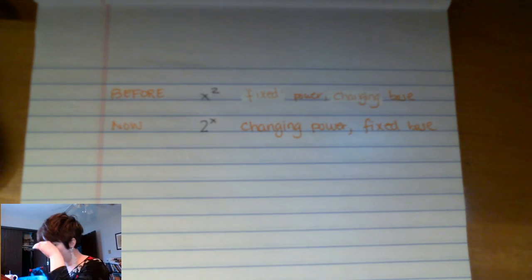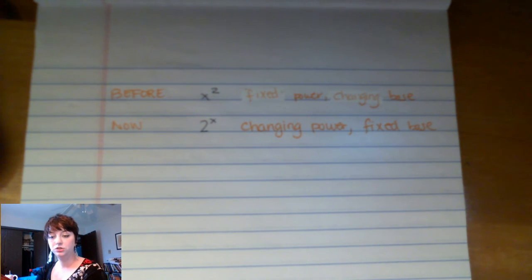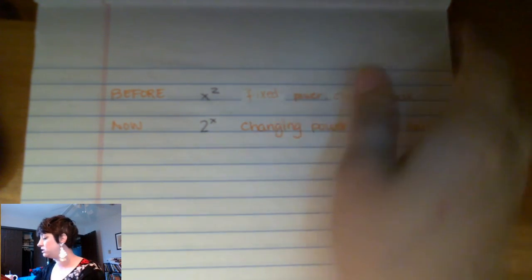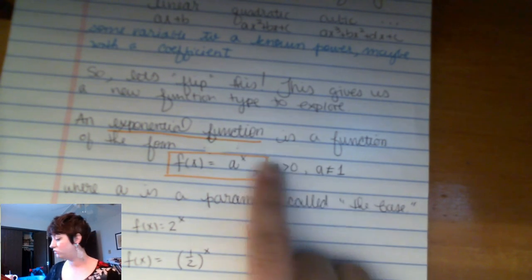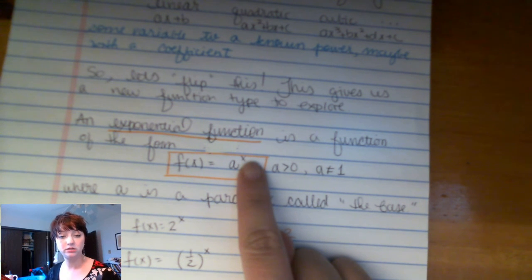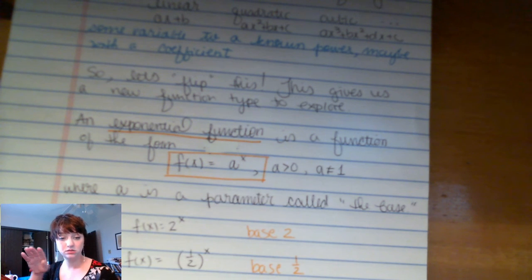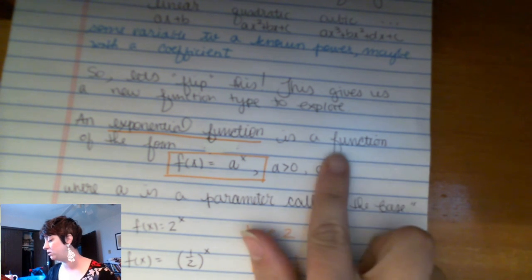Okay, I had a couple of conditions. The conditions were that a couldn't be 1. If a were 1, then no matter what power I picked, I got 1 out, meaning it's constant, right? So that's why I don't want a to be 1.